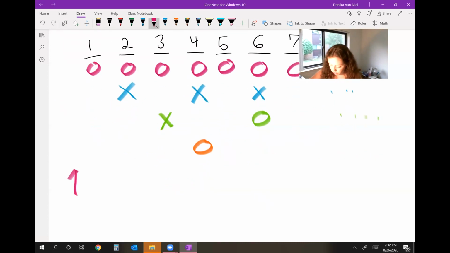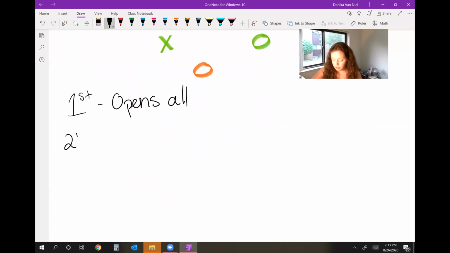So first student, here it might be kind of hard to read my writing if I write like that. So let's just do it like this. First student opens all. Okay, second closes evens.